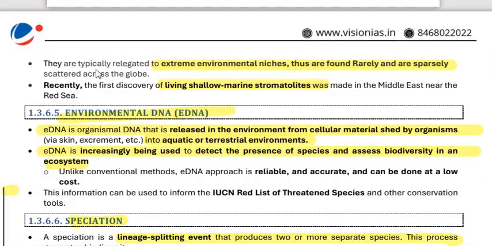Here they are typically relegated to extreme environmental niches, and thus are found rarely and are scattered across the globe. Recently, the first discovery of living shallow marine stromatolites was made in the Middle East near the Red Sea. In this, you only need to know stromatolites. What is this? These are oxygen-producing microbes.